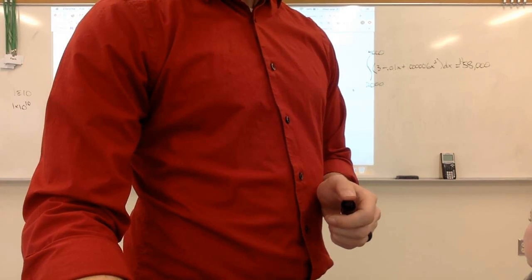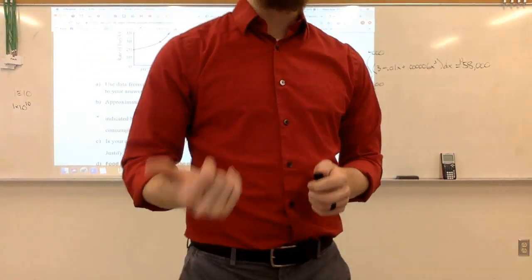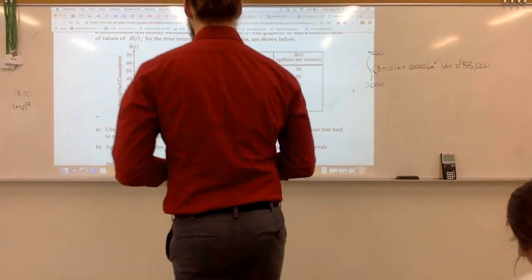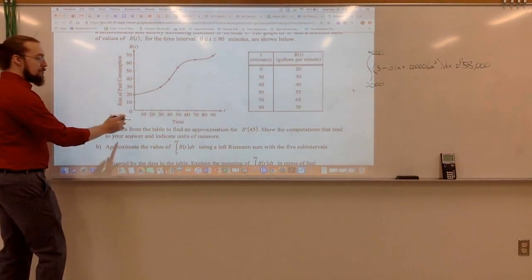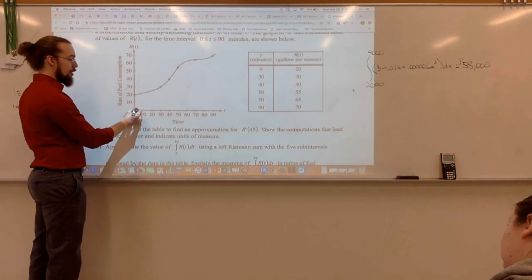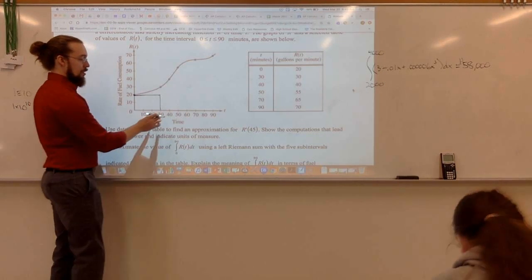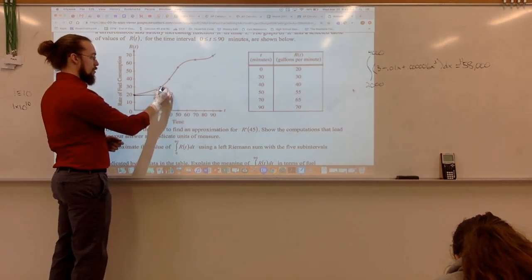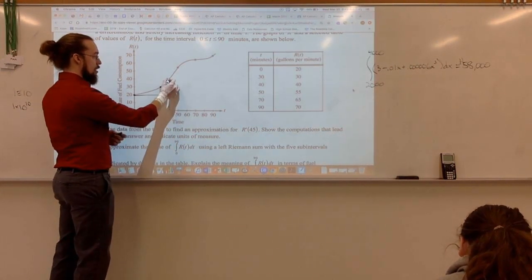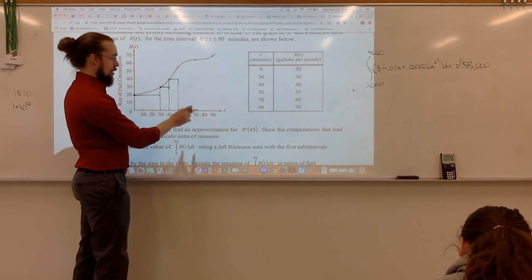part B says we want to use a left Riemann sum with 5 subintervals, and then part C asks, is that an overestimate or underestimate? So if I'm setting up a left Riemann sum, left means I'm taking the height from my left endpoint, right? So my first rectangle would be from 0 to 30. Its height comes from the left endpoint. Then for 30 to 40, the height of this rectangle, if I'm using a left sum, comes from the left endpoint. We would continue in that manner, right?